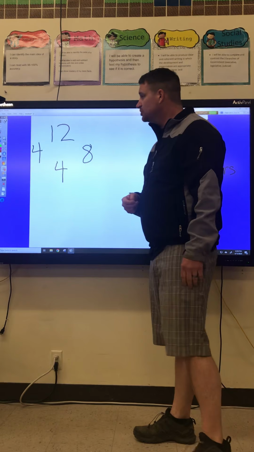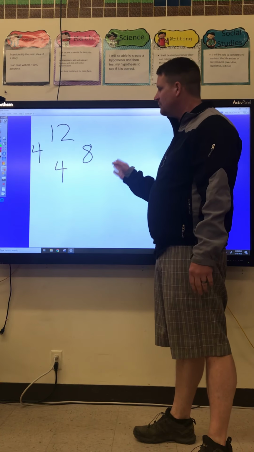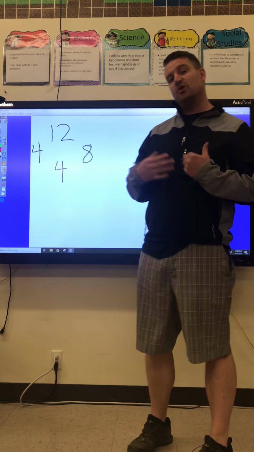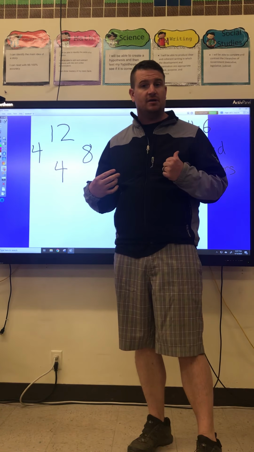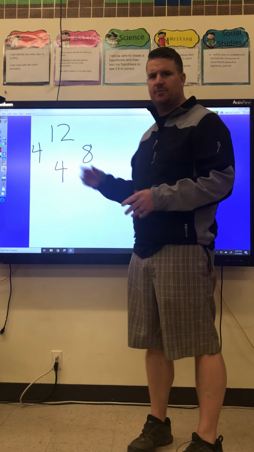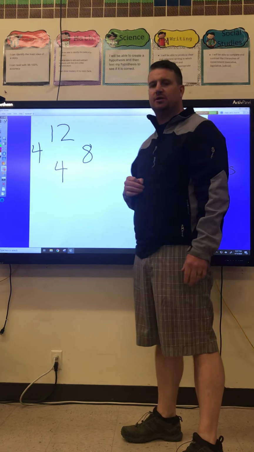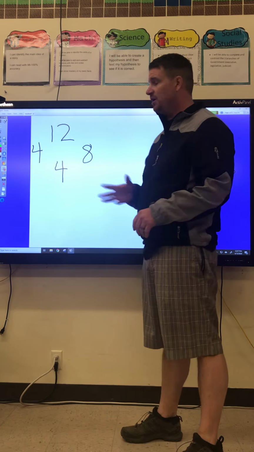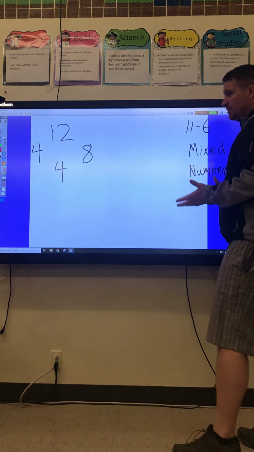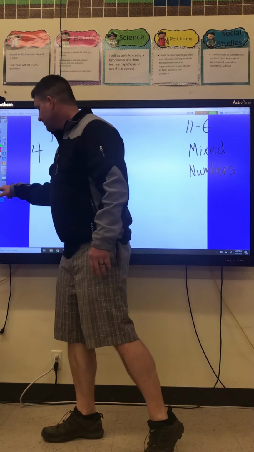So our 24 for today is 4, 12, 8, and 4, and I'd love to see multiple solutions from you guys. So when you turn in an assignment with this, make sure you get a couple solutions in there. I really do enjoy looking at your solutions, and it's been fun. So without further ado, we're going to be working on mixed numbers.